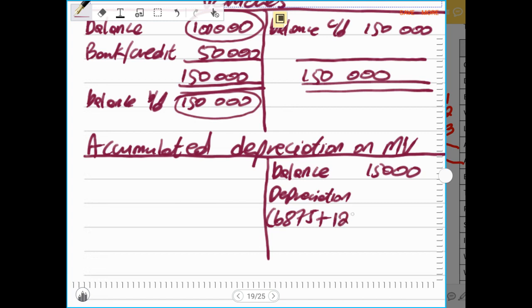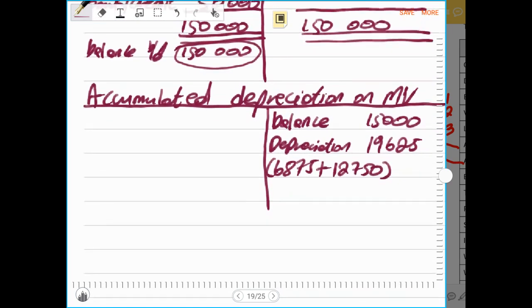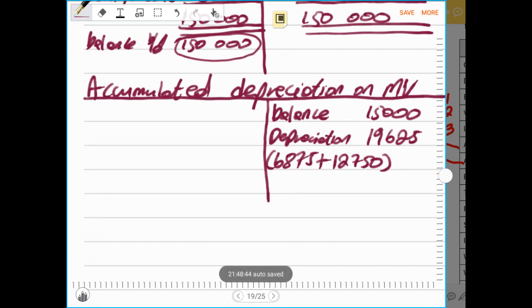Then that will be 12,750 rands, which means the total depreciation will be 12,750 plus 6,875, and that will give us 19,625 rands as the total depreciation for the two assets that we had. Now remember once again that there was no disposal of a vehicle. So if there's no disposal of a vehicle, you record the opening accumulated depreciation and you record depreciation for your assets, in this case being vehicles, up to the end of the year.